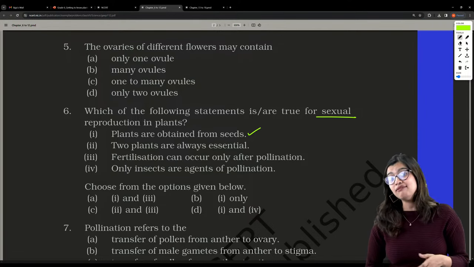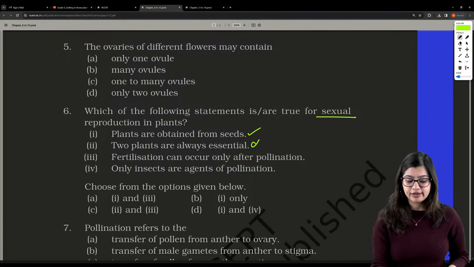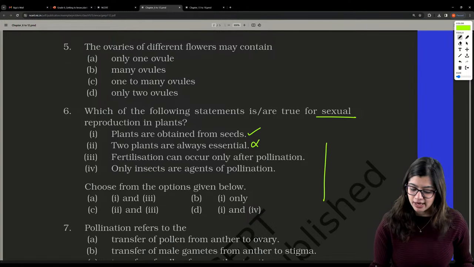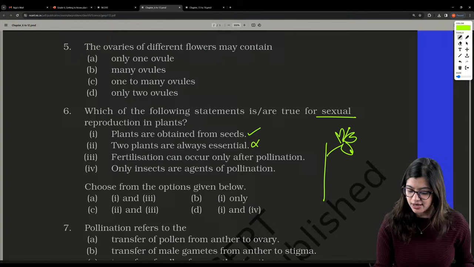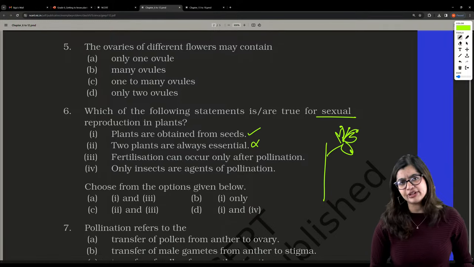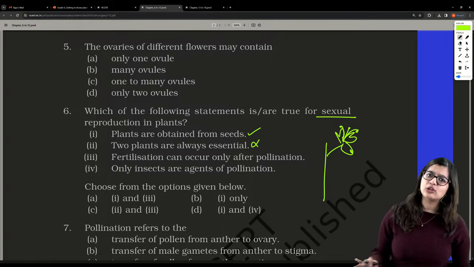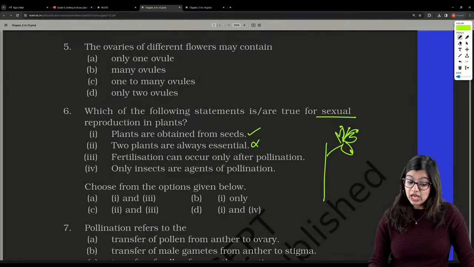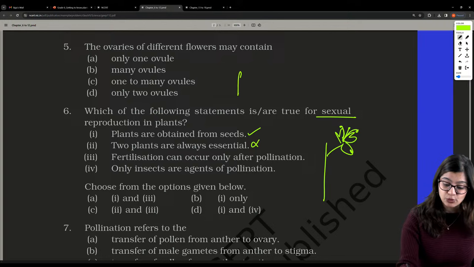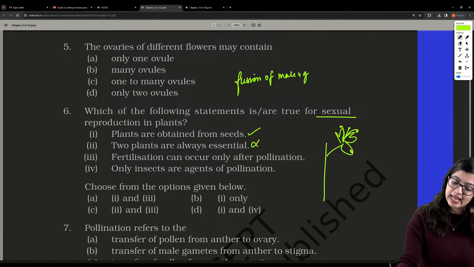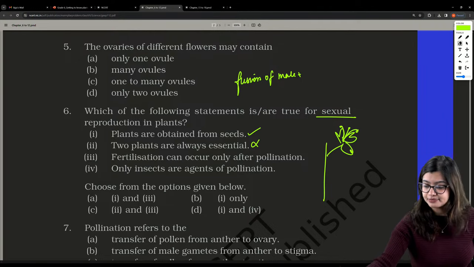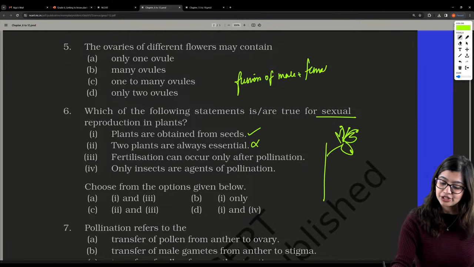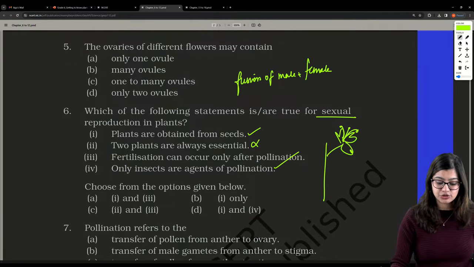Two, plants are always essential? No, not really. It can be that there is one plant which has a flower which has both the male part and the female part. And if that is the case, we don't need two plants. One plant is also enough, right? So option two is not correct. Fertilization, that is fusion of male and female gamete, will happen only after pollination. Yes, this statement is true.